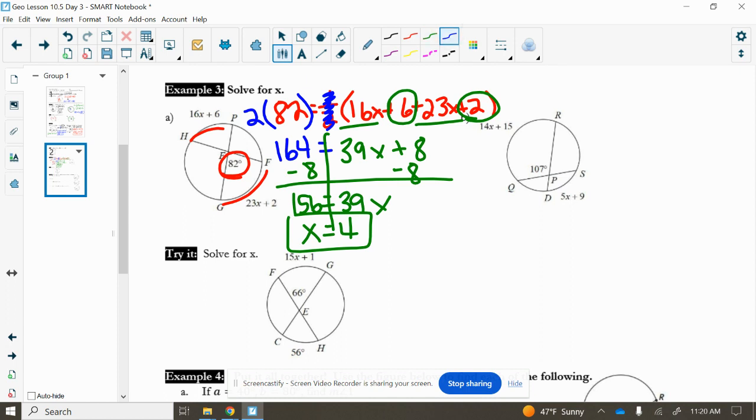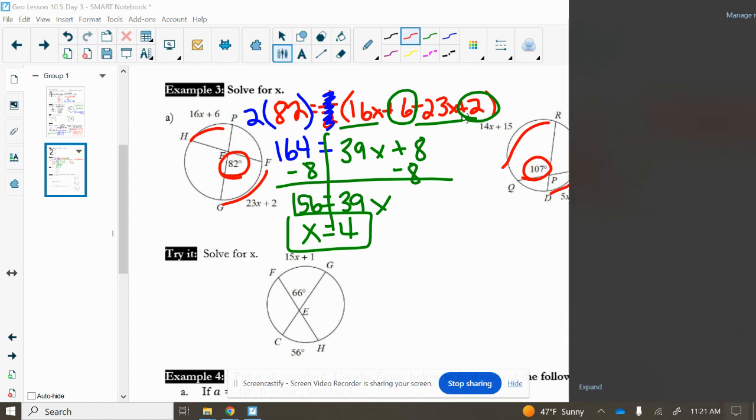In our second example, we are given that our angle on the inside this time is 107. And again, we know that that's going to equal 1/2 of the arc it opens up onto, 14x plus 15, plus the vertical angles arc, 5x plus 9.